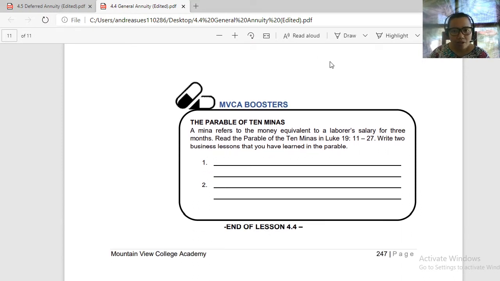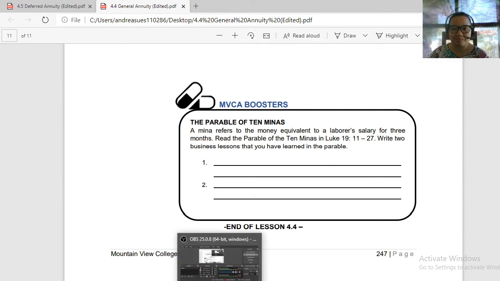The parable of 10 minas. A mina refers to the money equivalent to a laborer's salary for 3 months. Read the parable of the 10 minas in Luke 19 verses 11 to 27. Write 2 business lessons that you have learned in the parable. So, your assignment is to read the parable of the 10 minas.